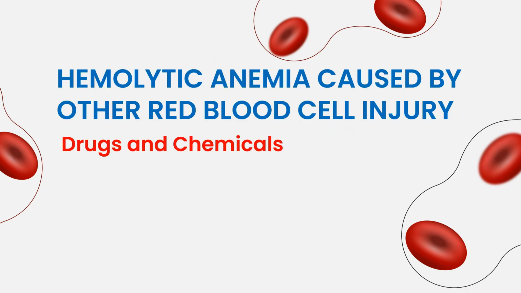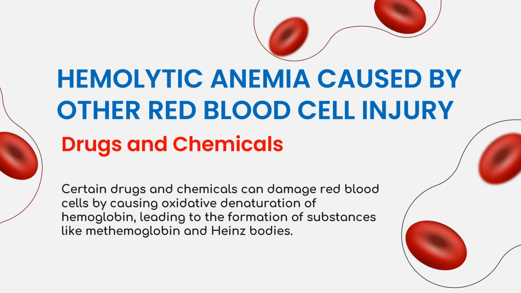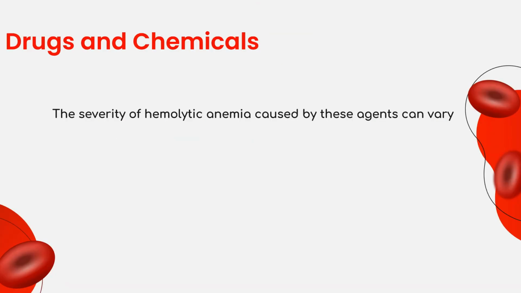Hemolytic anemia caused by red blood cell injury resulting from drugs and chemicals. Let's uncover the mechanisms and factors involved in this fascinating phenomenon. Certain drugs and chemicals have the potential to damage red blood cells, leading to hemolytic anemia. They achieve this by triggering oxidative denaturation of hemoglobin, a process that generates substances such as methemoglobin and Heinz bodies. The severity of hemolytic anemia caused by these agents can vary.